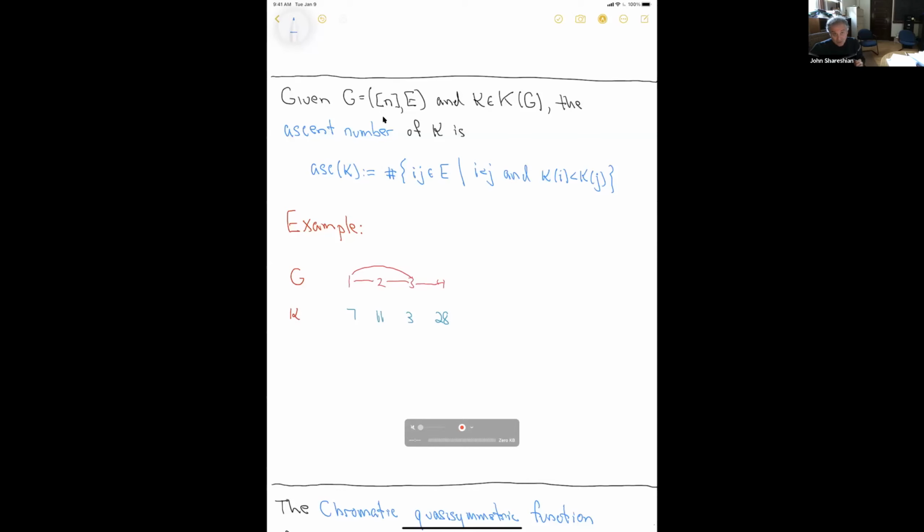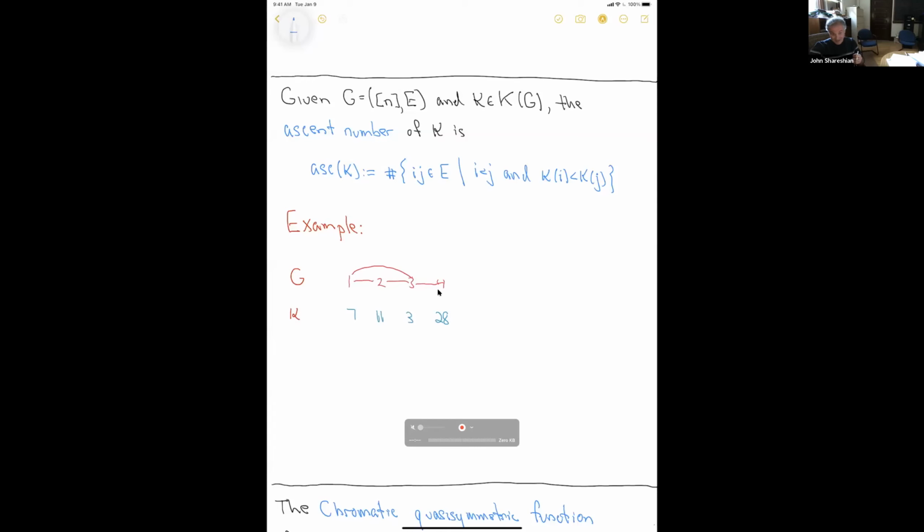And so we can take an edge. We know that the endpoints of an edge get distinct labels, and either these labels are ordered the same as the vertices of the edge or in the opposite way. And what we're going to do is count the number of, if you like, correctly ordered edges.